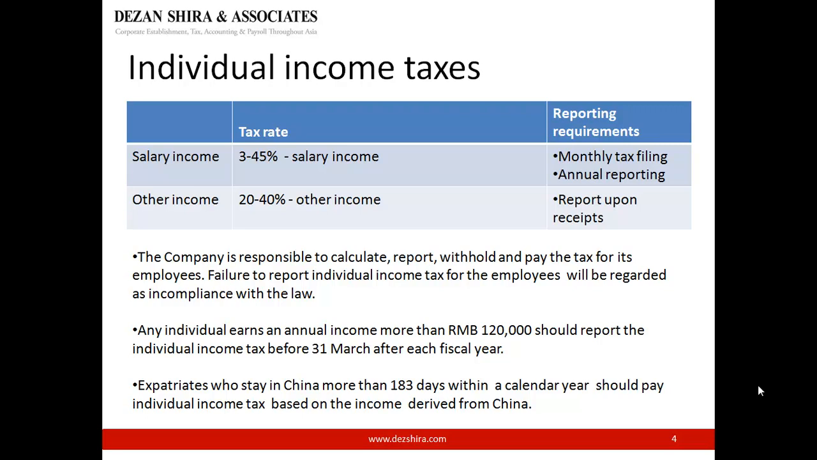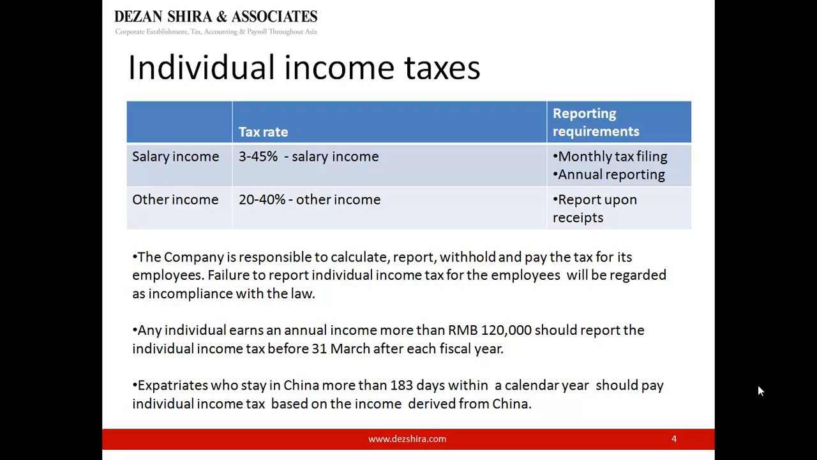So the bad example is: don't pay your salary by cash, by reimbursements, or report lower IIT by using some unqualified agents. Try to be compliant and report all your salary income in a total package to the tax bureau in order to make sure you're in compliance with the tax law.